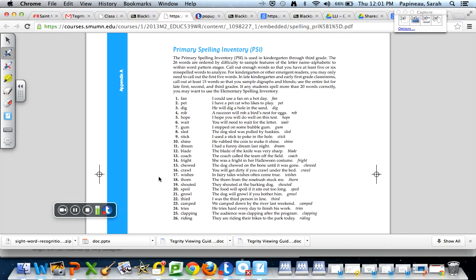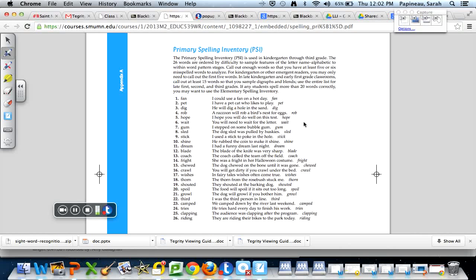You're going to call out enough words so that you have at least 5 or 6 misspelled words to analyze. So the big part of this is to get information to analyze, not to see whether they spelled it right or wrong per se, but more so analyzing what they are doing and where's the next step to take them. So you may find that you're only going to call the first 5 words if you're using a younger student, and that's okay. Hopefully you'll find information within that.